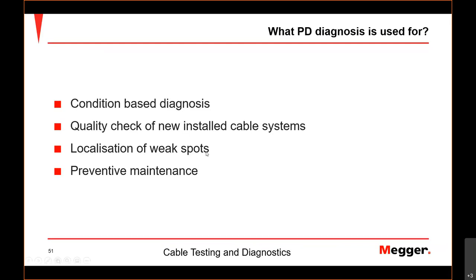Localization of weak spots, preventive maintenance, sure, you reduce your outage times because you don't have the weak spots anymore that you find by failure. You find them beforehand and you can fix them under controlled conditions, which is cheaper than to wait until the cable fails and then rush out in a state of emergency and repair your cable.